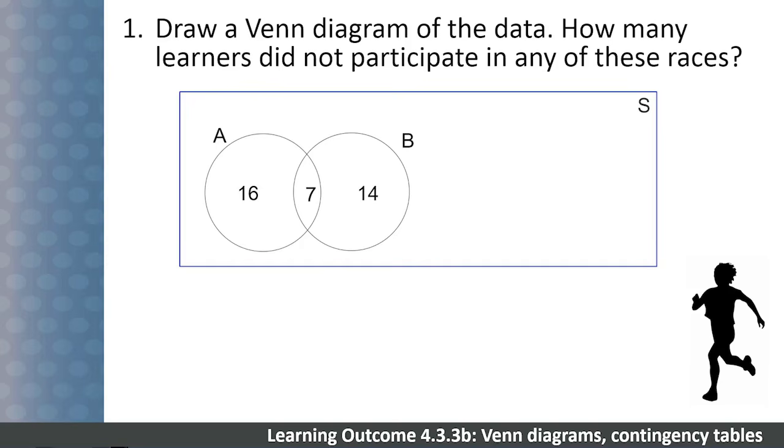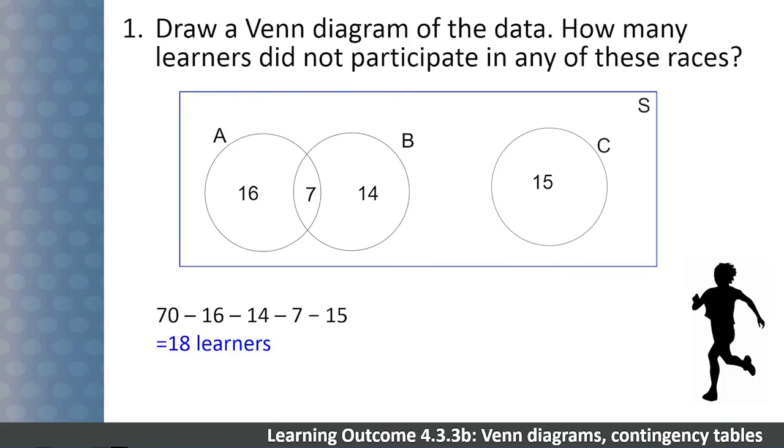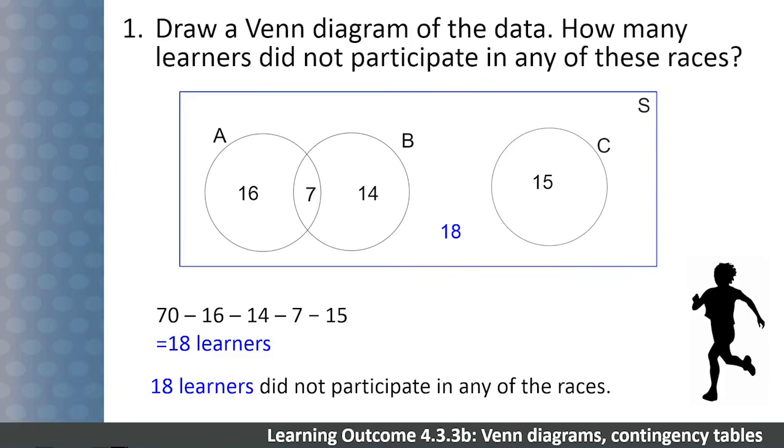We are also told that none of the learners who did the 800-meter race were in the other 2 races. So there will be an overlap between A and B, but set C has no intersection with the others. 15 learners ran the 800-meter race. Have we accounted for all the learners? There are 70 in total, and if we subtract 16, 14, 7, and 15, we are left with 18 learners. This answers the second part of question 1. 18 learners did not participate in any of the races.